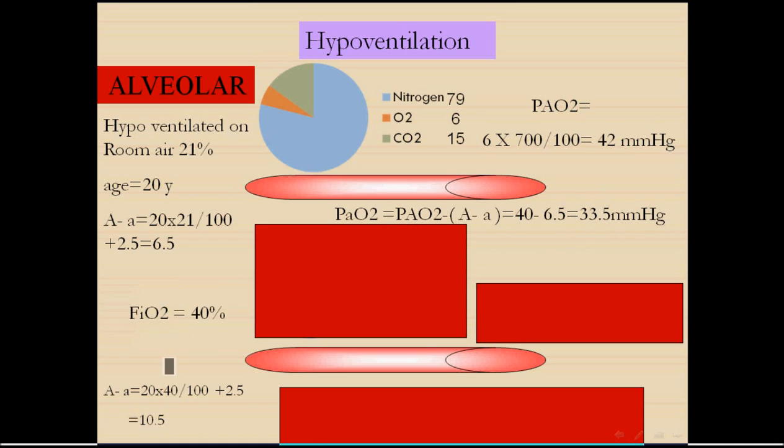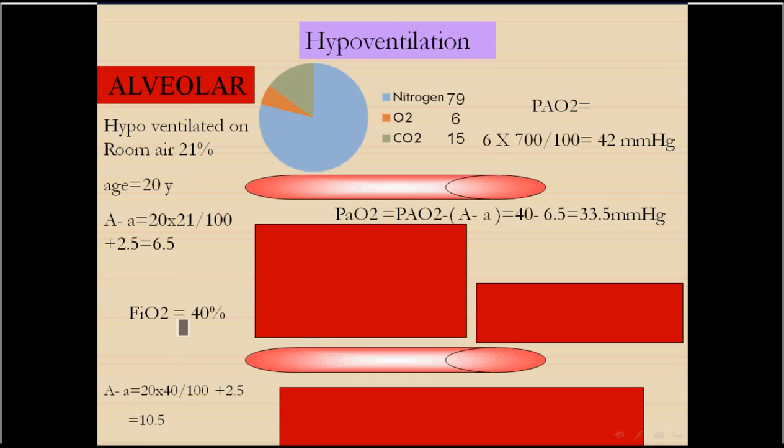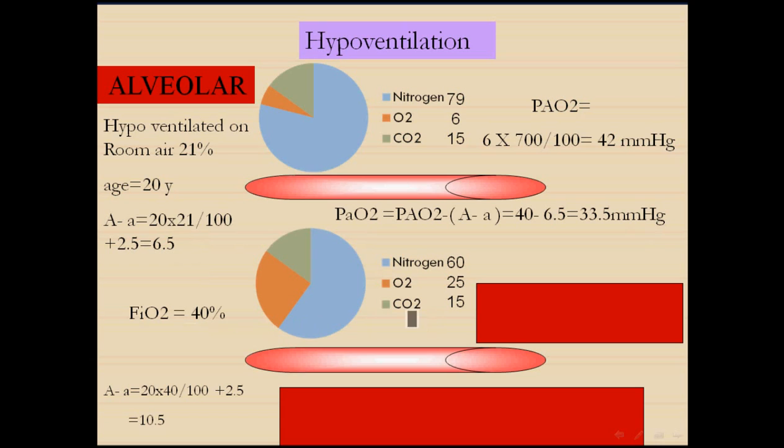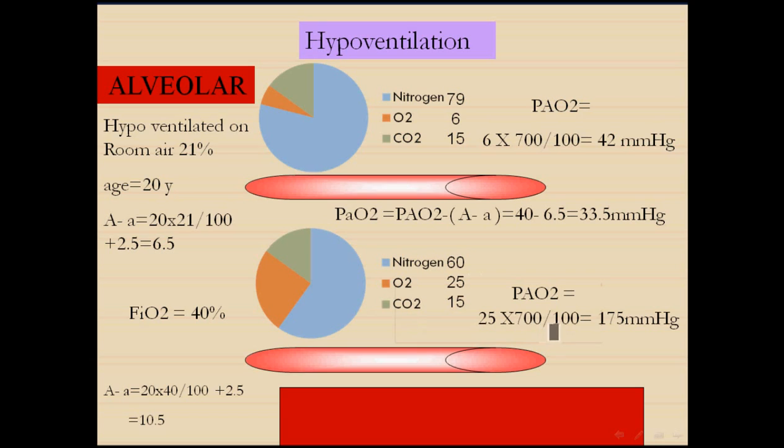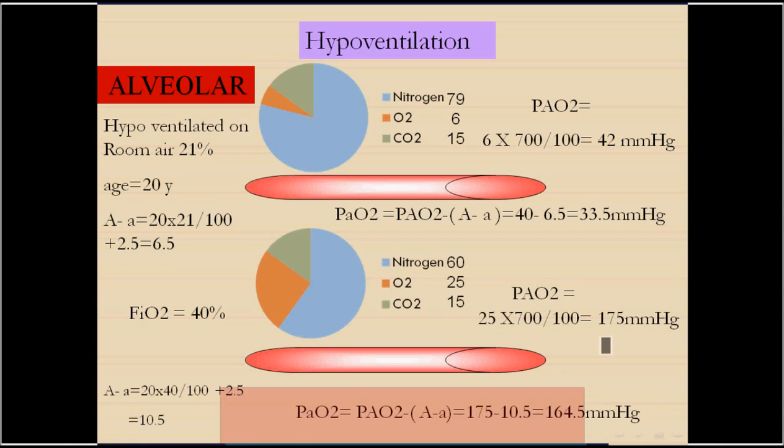If you give this patient FiO2 of 40, this means that the nitrogen will drop to 60, and the carbon dioxide, this is the ventilation of the patient, so I cannot do anything for it. So the carbon dioxide is 15, subtracted from 40, so this oxygen will increase from 6 to 25, and accordingly the alveolar oxygen will be about 175. This is the alveolar gradient, with age 20 multiplied by FiO2 40 giving you about 10. So 175 minus 10 will give you 165, or 64. This is the arterial partial pressure of oxygen. This is how to calculate.